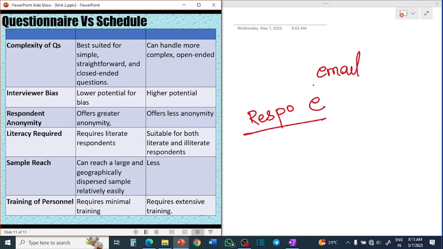So that is all for the lecture for today. I hope you have understood how we collect the primary data, the 4 types of primary data collection that we do. And if you have any question related to this chapter, you can ask those questions in the comment section, and I will surely reply.